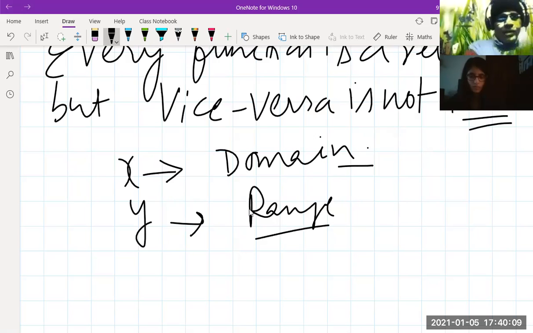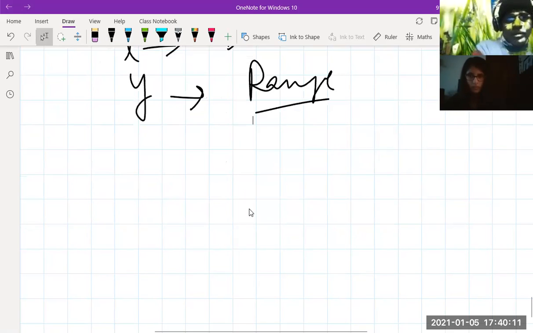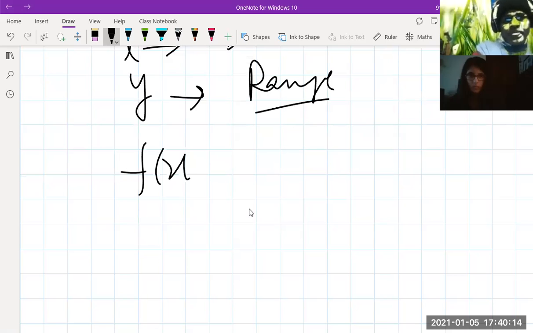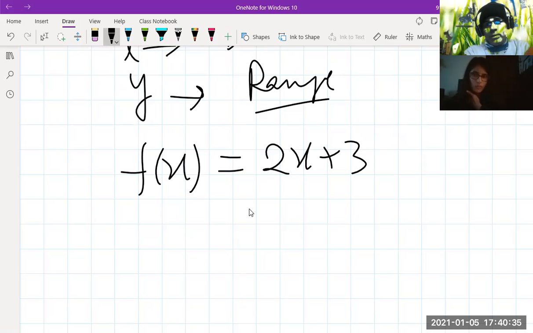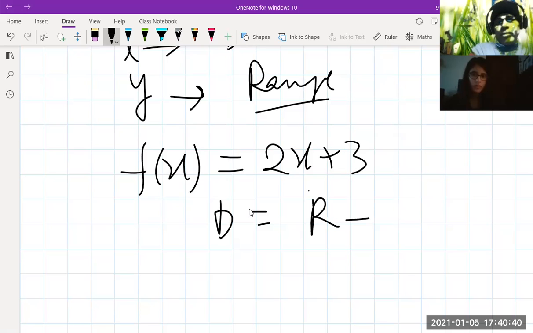Suppose we have f(x) equals 2x plus 3, right? The range of the value of x, meaning the limitations of the value of x, will be the domain. We can take any value of x, any real number. So the domain will be the real numbers.